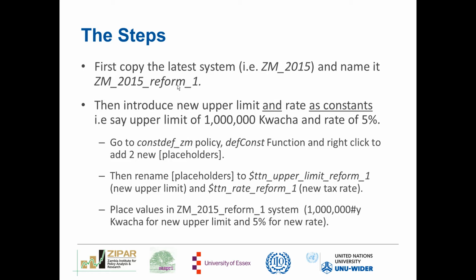We will then rename these placeholders to $ttn_upper_limit_reform_1 for the new upper limit. And then similarly for our new tax rate, we will name this $ttn_rate_reform_1. And once we've renamed our placeholders, we will then place the values in the ZM_2015_reform_1 system as 1 million kwacha per year. So the hash Y indicates that it's per year for the new upper limit, and 5% for the new rate.